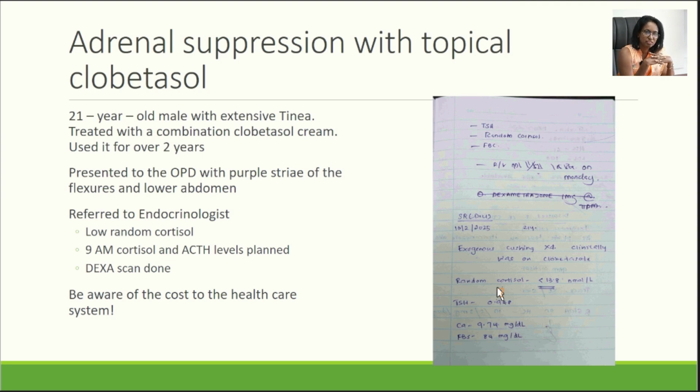So he has been using this, and he came to the OPD with purple striae, and the OPD referred him to the endocrinologist, and there was low random cortisol, and we are waiting for the 9 a.m. cortisol and ACTH, and they have already started hydrocortisone supplementation for this patient. 21 years. And he was referred to me for the treatment of tinea, which is still flourishing because of the clobetasol that he has used. Okay, so now the healthcare system has to take care of him for the rest of his life.